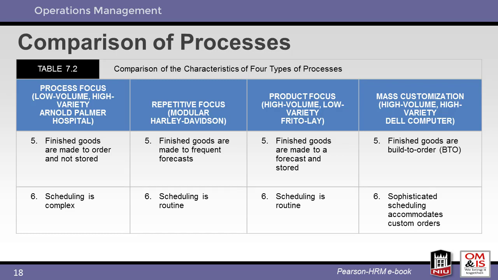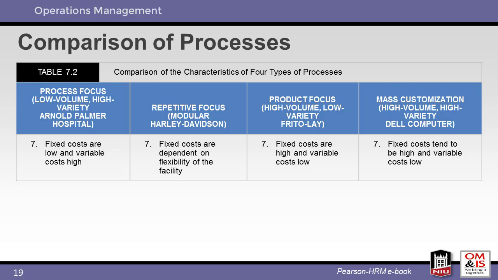This slide compares the processes based on whether products are made to order or made to forecast. The scheduling model for each process focus is also considered. Finally, this slide reviews the cost model and compares fixed and variable costs for the different process types.